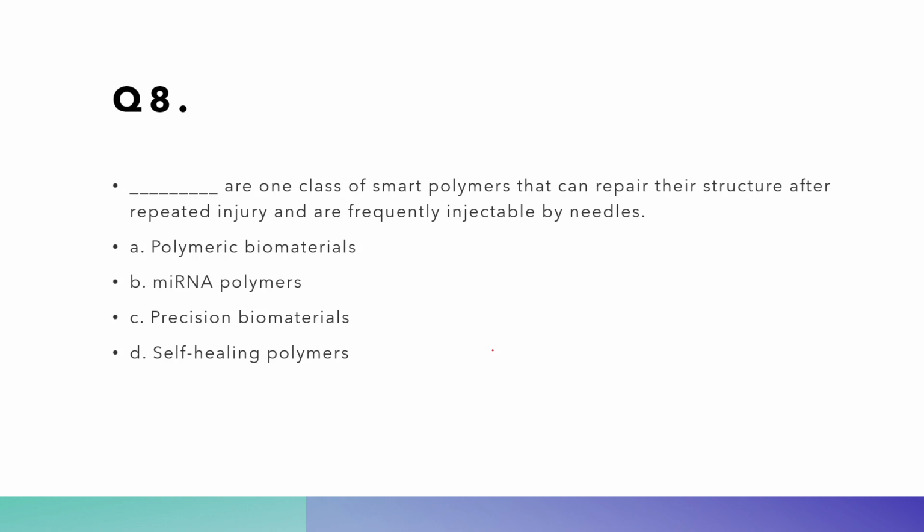Earlier we have been talking about pharmacokinetics, right? Precision pharmacokinetics, where we need or develop certain kinds of different biomaterials. So here we have classified these biomaterials into different classes. So now you need to characterize which one of the class of smart polymers can repair their structure after repeated injury.